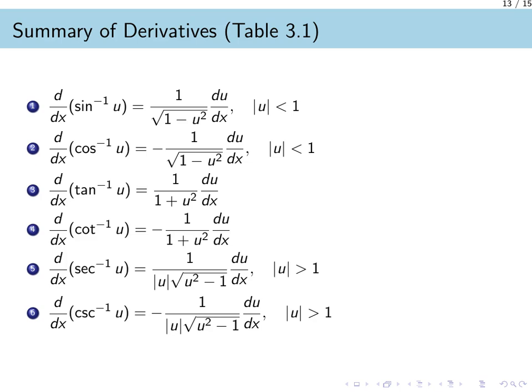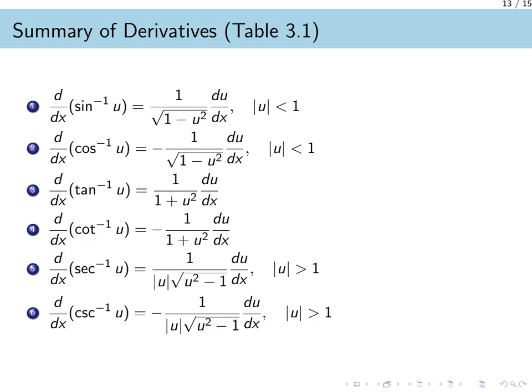I want you to notice a powerful pattern that makes these much easier to learn. The derivative of each cofunction, like inverse cosine or inverse cotangent, is simply the negative of the derivative of its corresponding function. For instance, the derivative of inverse sine of u involves the positive square root of the quantity 1 minus u squared in the denominator, while the inverse cosine derivative is identical but with a negative sign. The same relationship holds for the inverse tangent and cotangent pair, and for the inverse secant and cosecant pair.